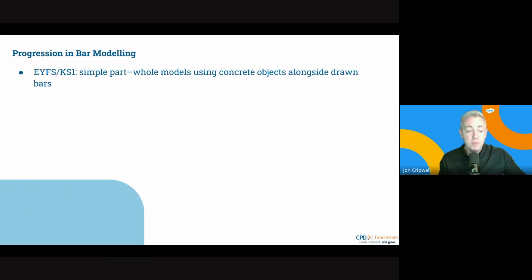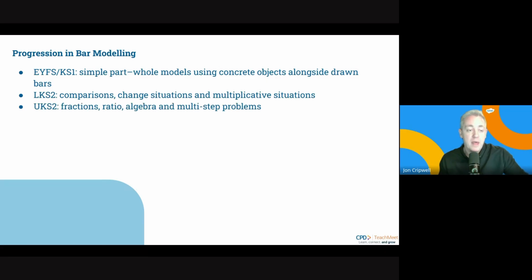In EYFS, bar models can certainly be introduced, and certainly into Key Stage 1 with simple part-whole models using concrete objects alongside drawn bars, which we've talked about and shown. In lower Key Stage 2, we might be looking at comparisons and change situations when we're thinking about money, multiplicative situations. And then in upper Key Stage 2, I suppose we might introduce fractions in lower Key Stage 2, actually, to be fair, but certainly ratio, algebra and multi-step problems, more of an upper Key Stage 2 focus there. As we go through, the idea is to gradually remove the scaffold so that learners design their own bar models.